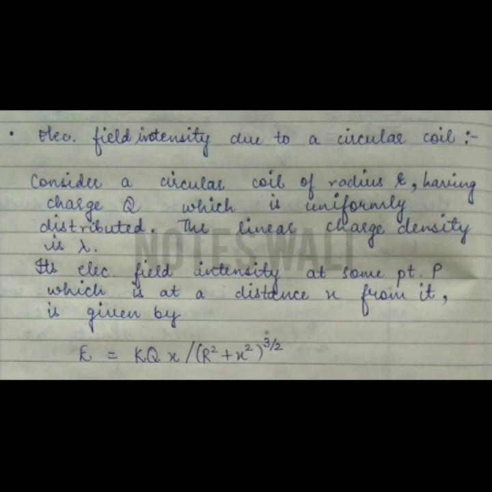The second derivation is regarding the electric field intensity due to a circular coil, that is given by E equal to kqx divided by the square root of the cube of (r square plus x square).